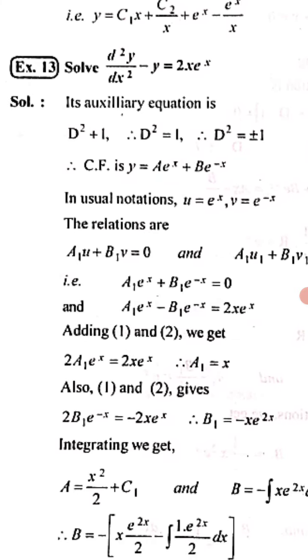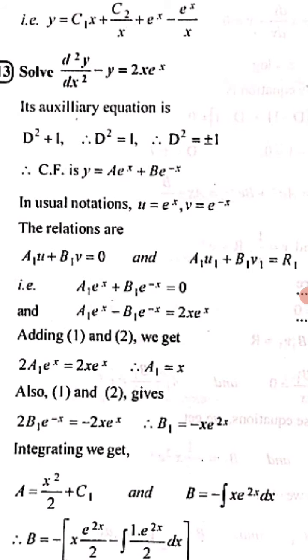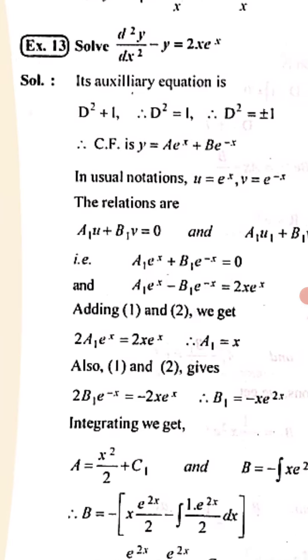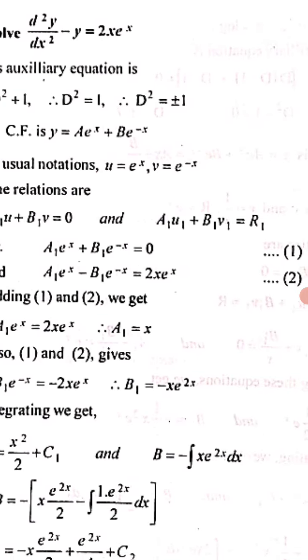Adding 1 and 2, we get 2 into a1 e raised to x is equal to 2x e raised to x. Therefore a1 is equal to x. Also subtracting 1 and 2 gives 2b1 e raised to minus x is equal to minus 2x e raised to x. Therefore b1 is equal to minus x into e raised to 2x. Integrating, we get a is equal to x squared by 2 plus c1 and b is equal to minus integration of x e raised to 2x into dx.